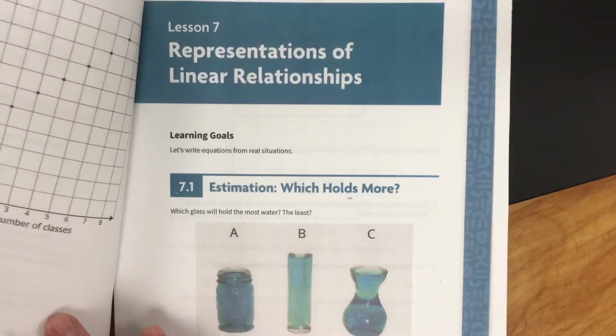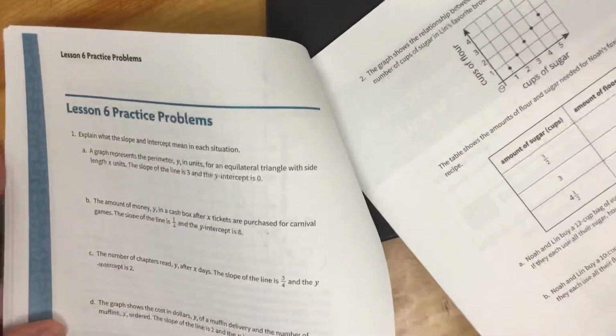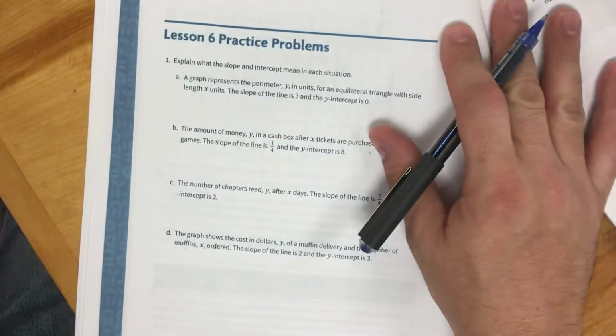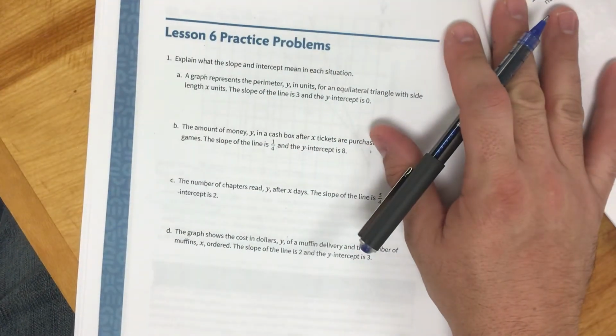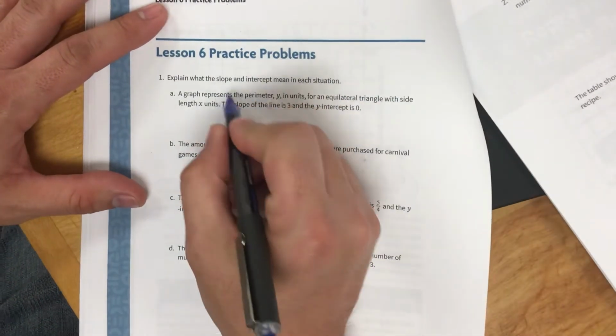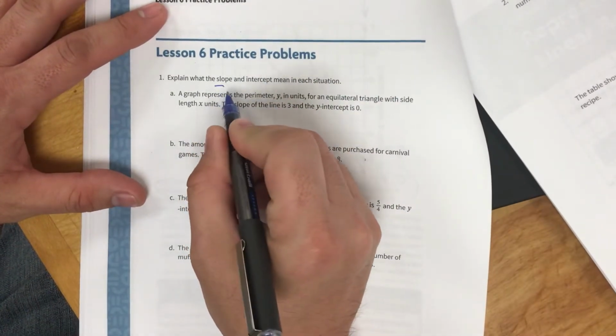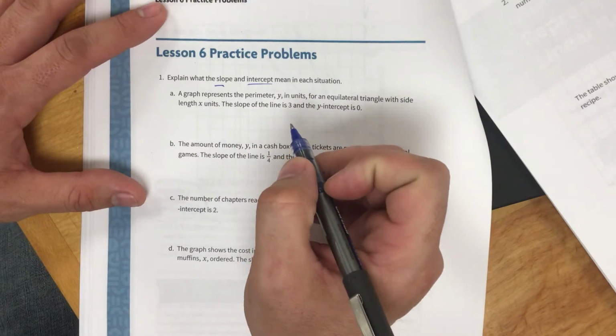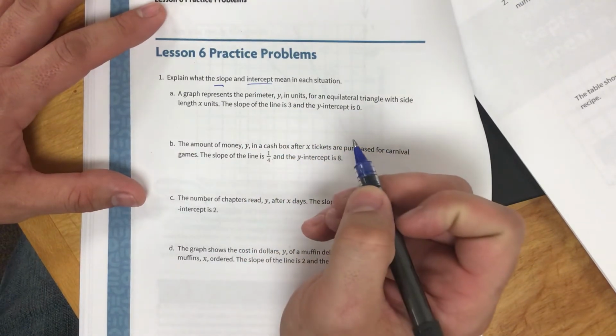So your homework is going to be on page 58, 59, and 60. I want to talk a little bit about that, and then you'll have the rest of the hour to work here. Lesson 6, practice problem. Start on page 58. Explain what the slope and intercept mean in each equation. So basically 3 questions I would like to see answered here.